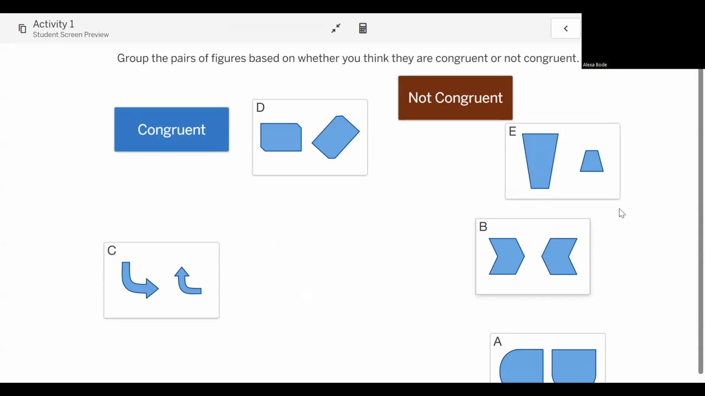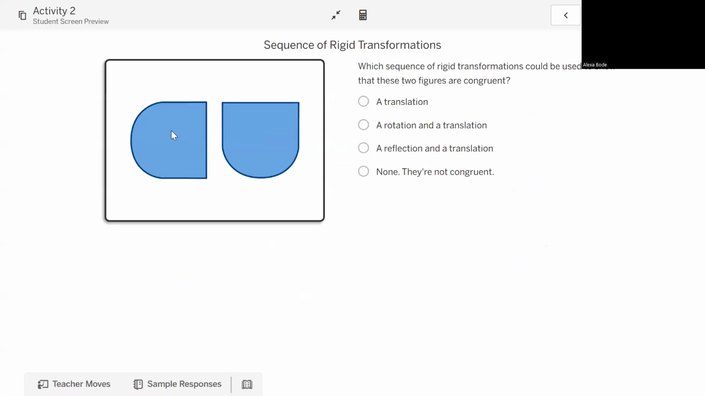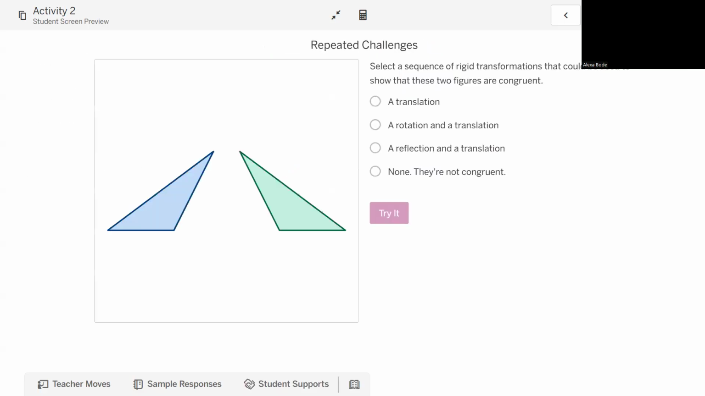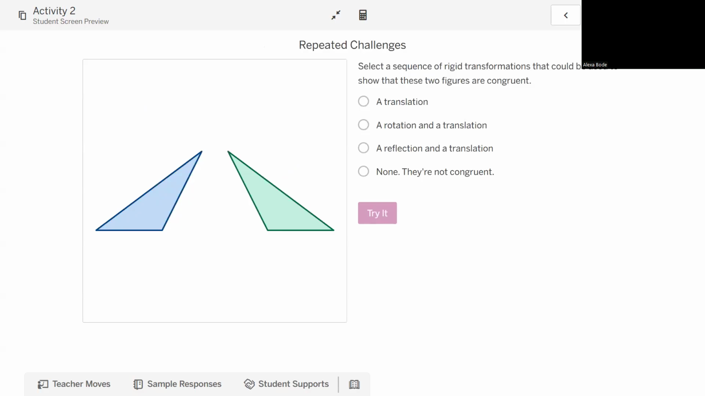Okay, so from this one to this one, which sequence of transformations could be used to show that these two figures are congruent? Go ahead and answer this one for me, please, on your own, so I can see how well you actually understand your sequence of transformations. And then this says select a sequence of rigid transformations that could be used to show that these two figures are congruent. Again, go ahead and try this one so I can see how you do with it.